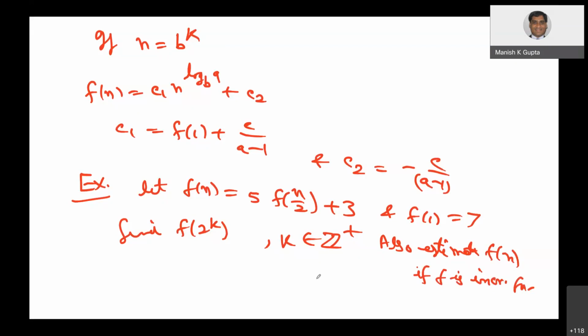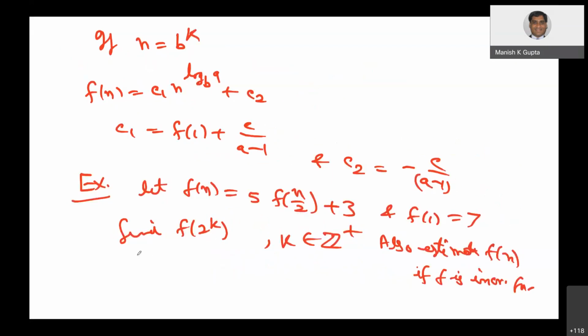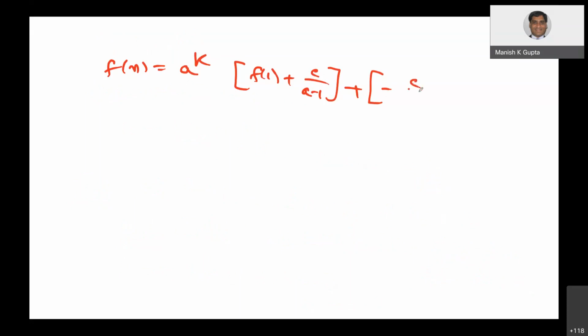So using this theorem that we described, we know that a is equal to 5, b is equal to 2, and c is equal to 3, right? So if n is equal to 2 raised to power k, then we can write f of n is equal to a raised to power k times f of 1 plus c divided by a minus 1. I can put those constants, minus c divided by a minus 1.